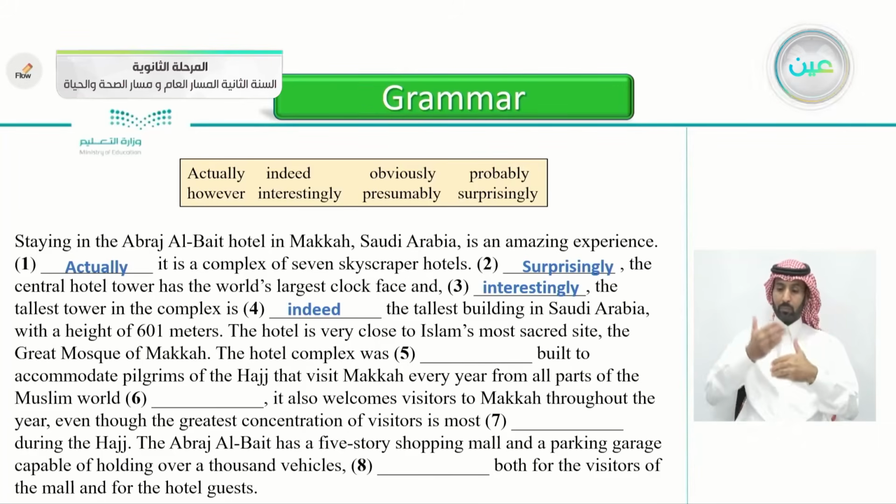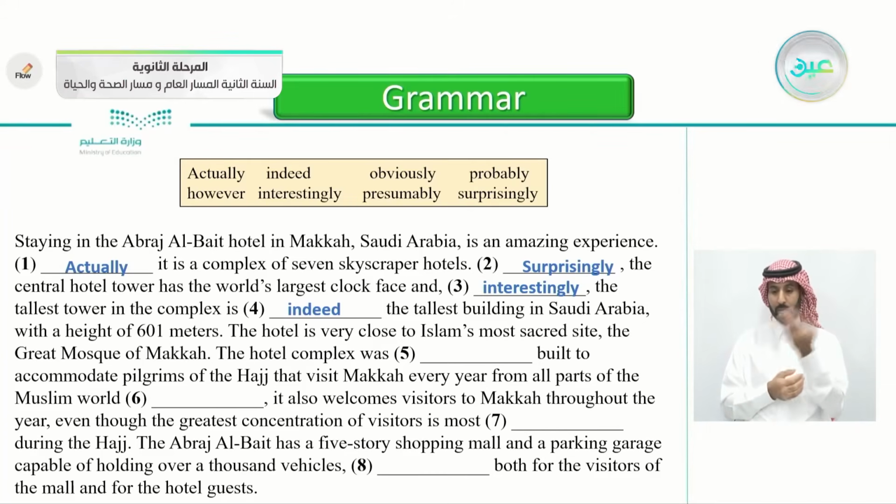With a height of 601 meters, the hotel is very close to Islam's most sacred site, the Great Mosque of Mecca. The hotel complex was built to accommodate pilgrims of the Hajj that visit Mecca every year from all parts of the Muslim world.